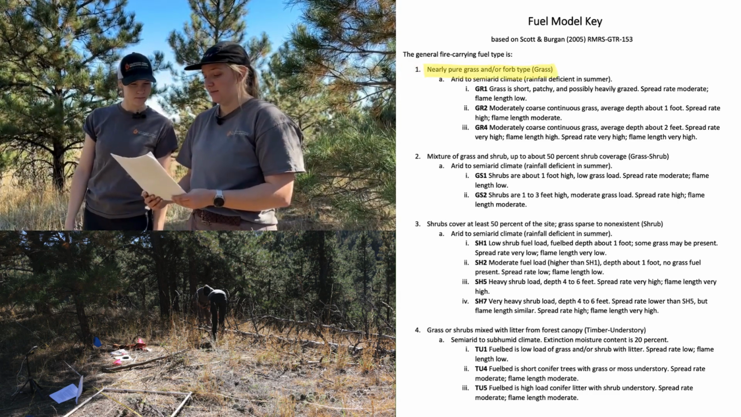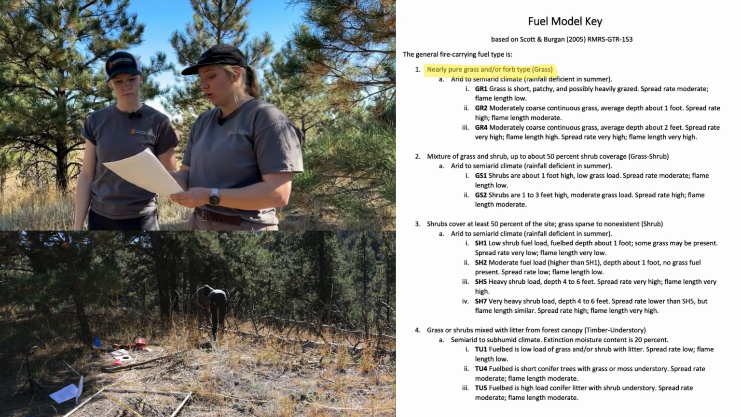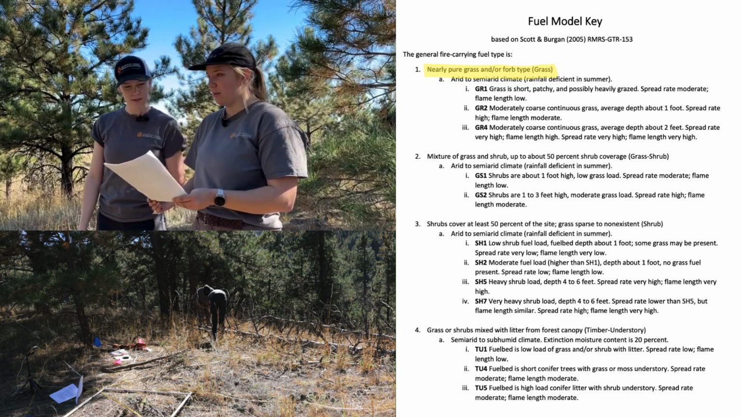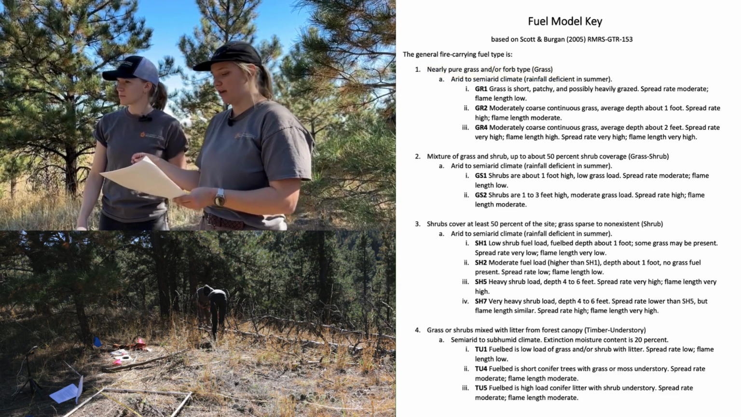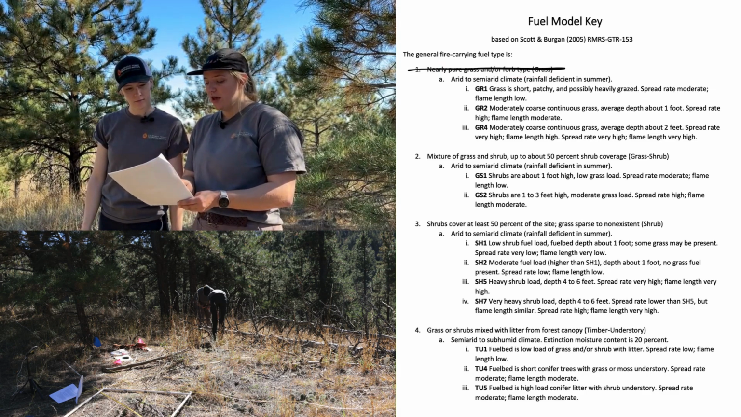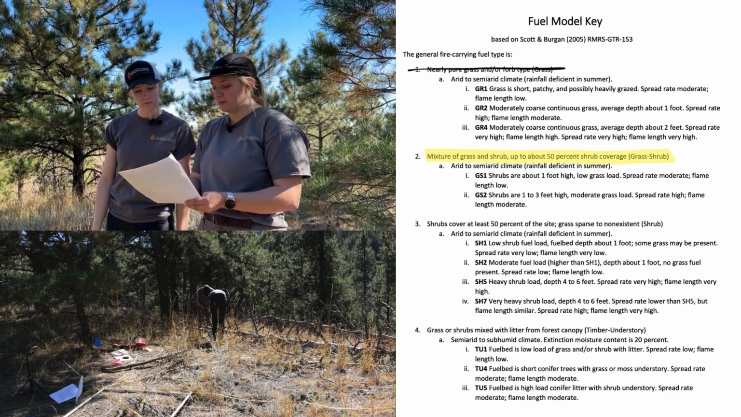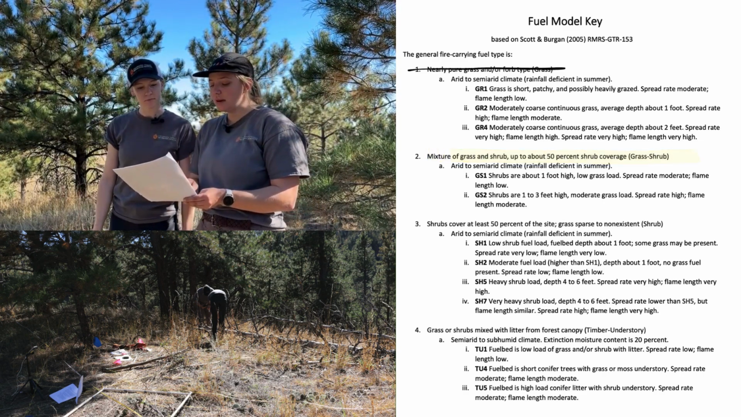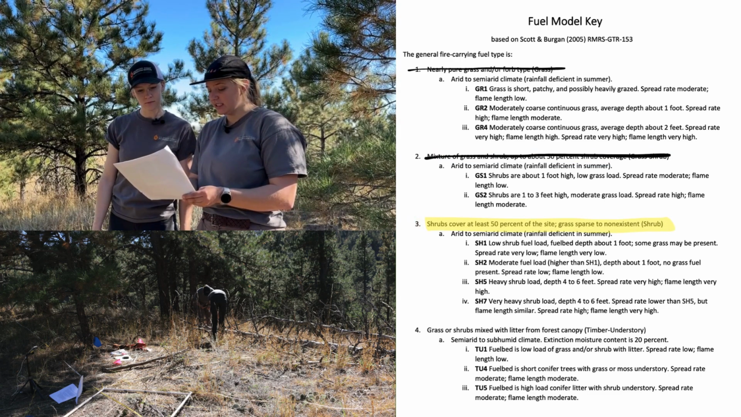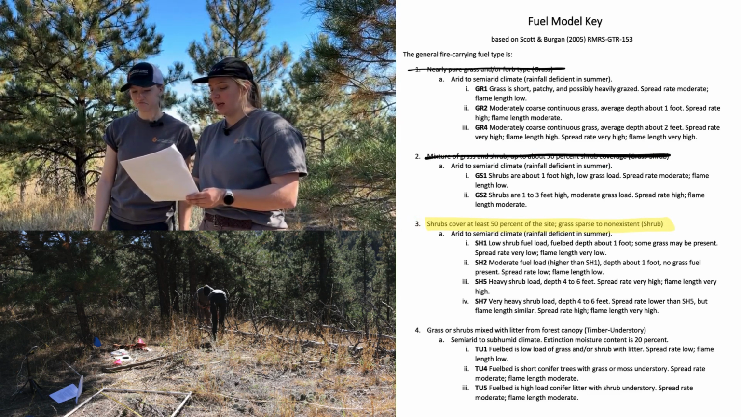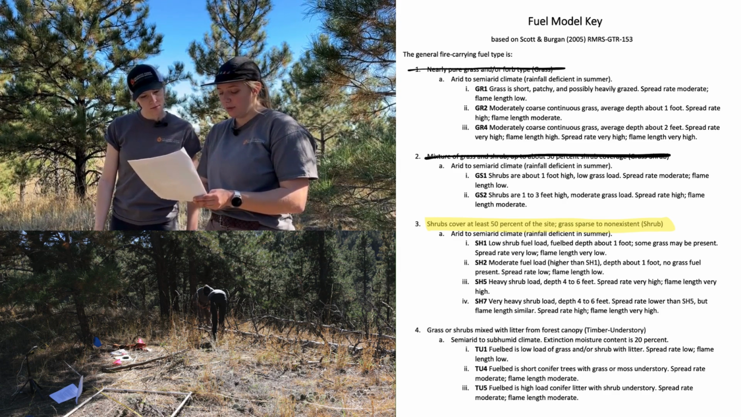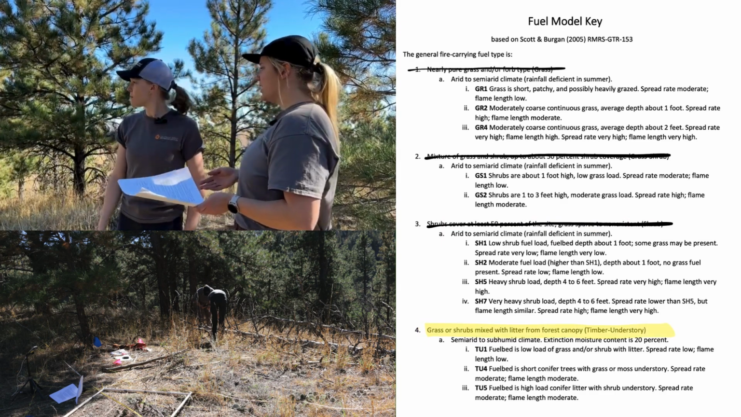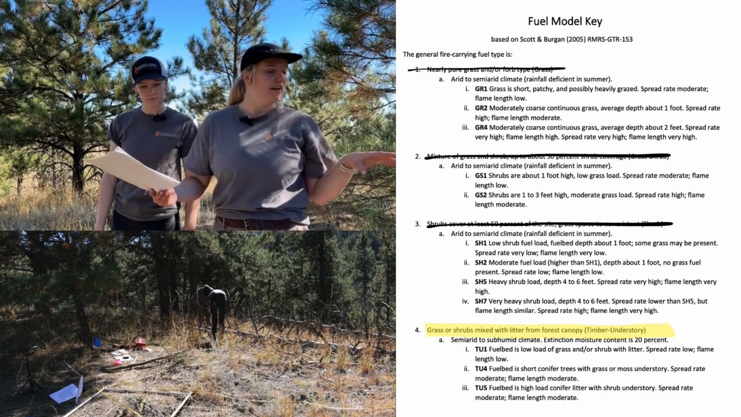So the first option, nearly pure grass and or forb type. It is a lot of grass, but I don't know if I'd go pure. Yeah, I don't know if I'd go pure grass or forb. There's still a lot of understory or litter on the ground. Lots of trees, yeah. So number 2, mixture of grass and shrub up to 50% shrub cover. 50% shrub cover is not. There's shrub, but not that much shrub, yeah. Number 3, shrubs cover at least 50% of the site. Grass sparse to non-existent. Still shrub, nope. Number 4, grass or shrubs mixed with litter from forest canopy. I would say, it's definitely, that feels like more representative of what's here.